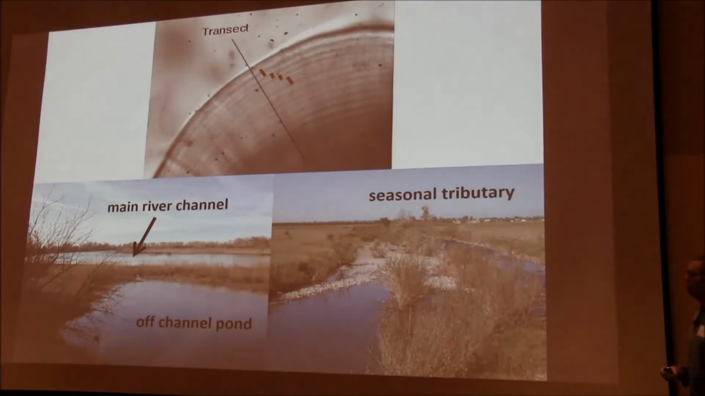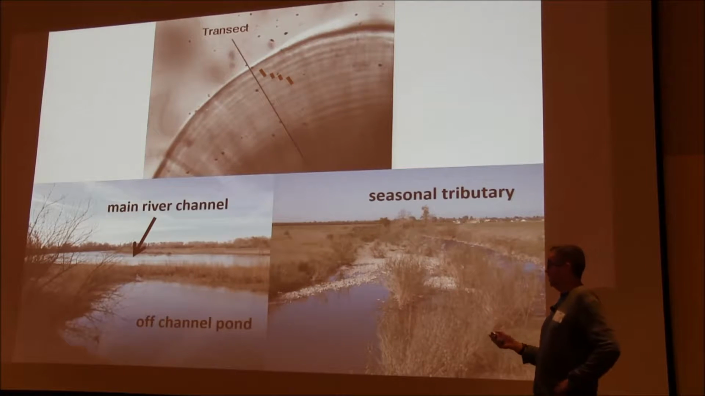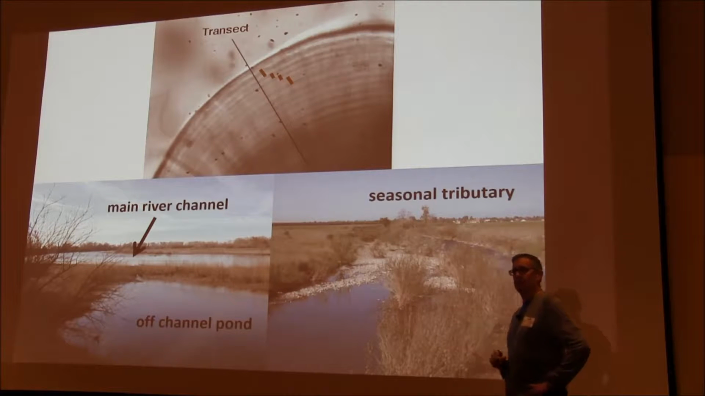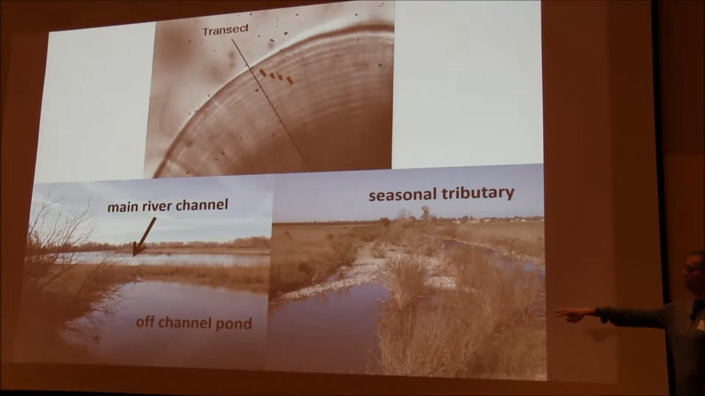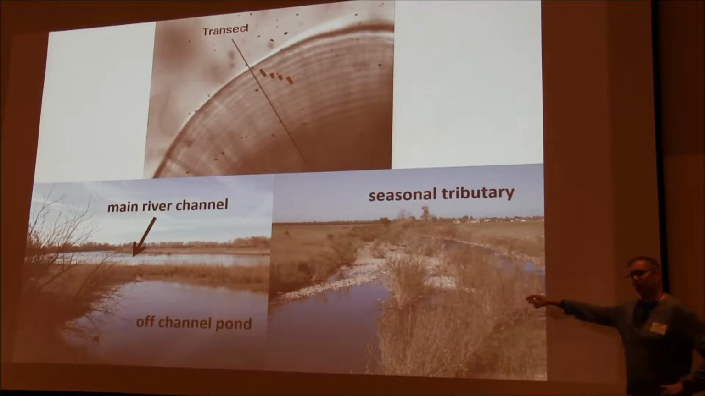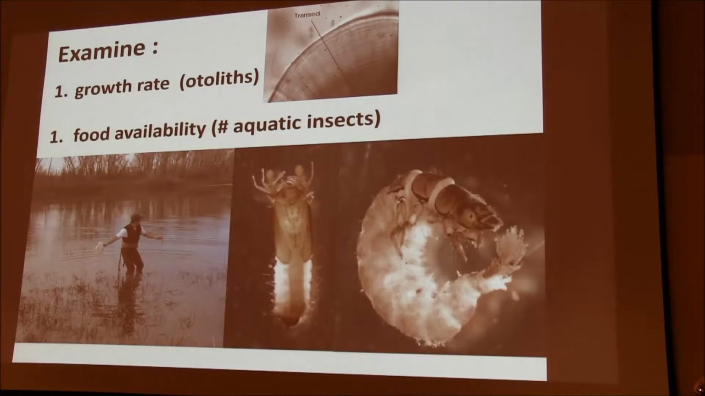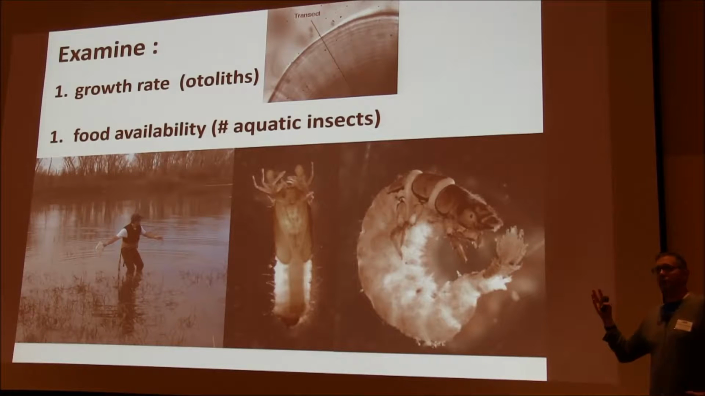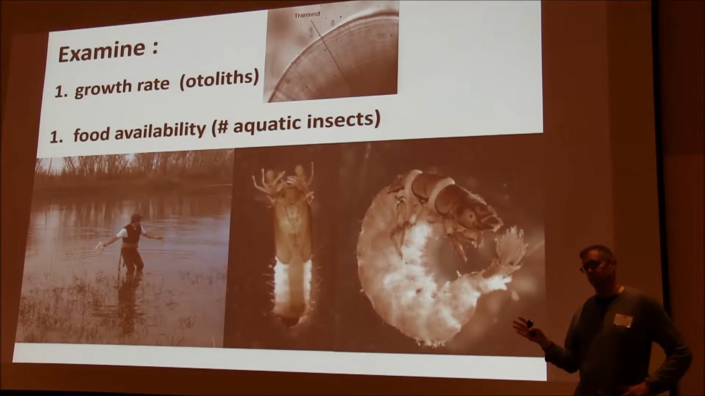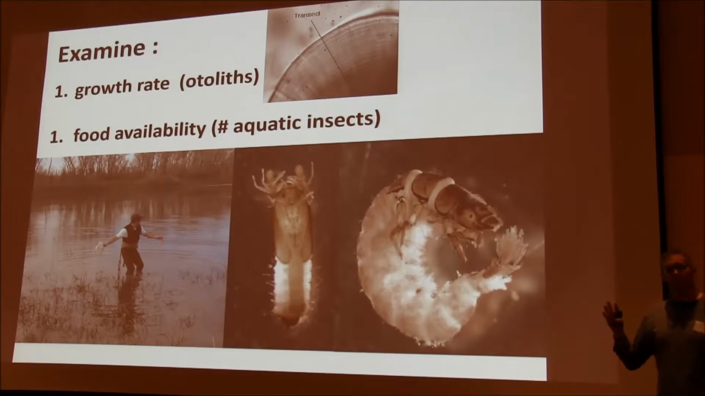And what we did is we went out and collected fish out of the Sacramento River from the main channel. This doesn't work very well, but you can see that. And from these off-channel ponds, I'm not going to talk about too much today, and then a seasonal tributary to the Sacramento River. And so we looked at growth rate, and we also looked at food availability. For the aquatic insect people here, this was a really gross measure. We just looked at the number of aquatic insects per unit volume that we sampled.